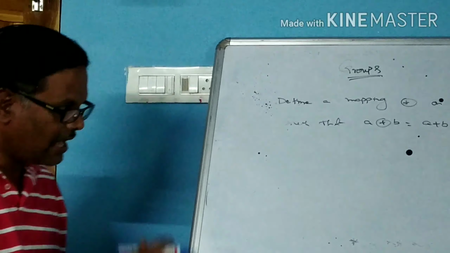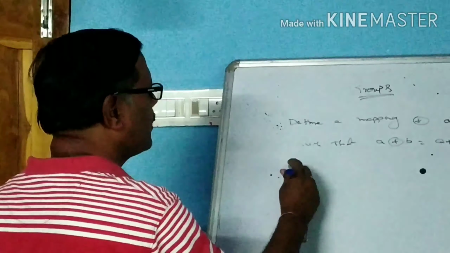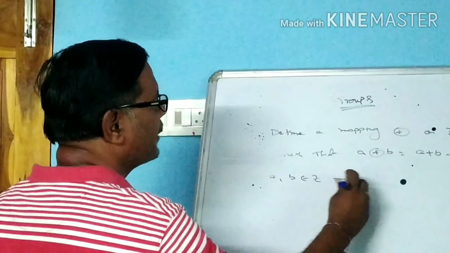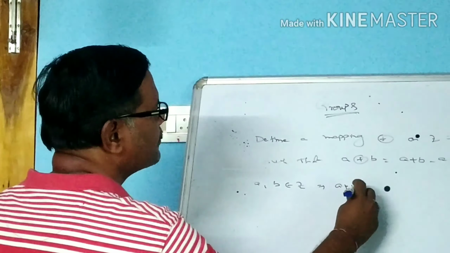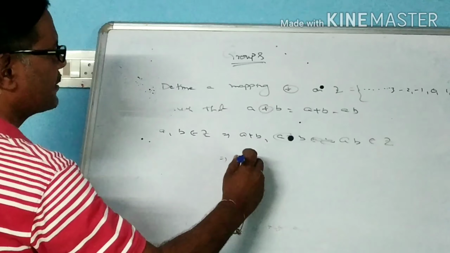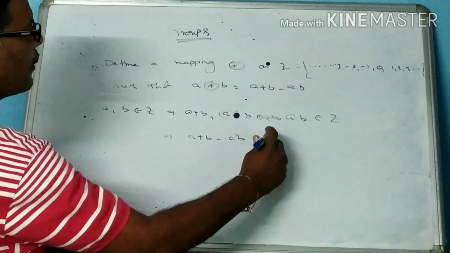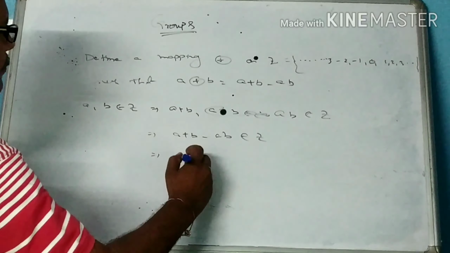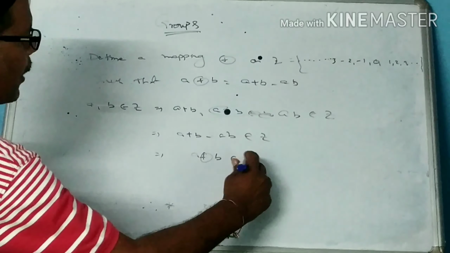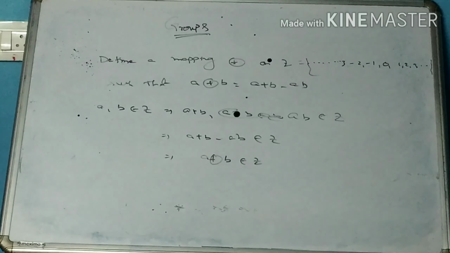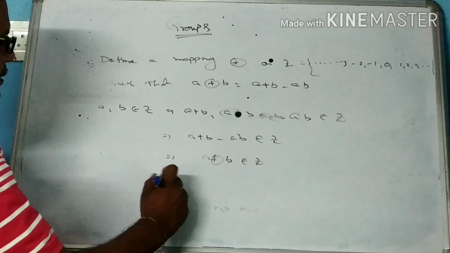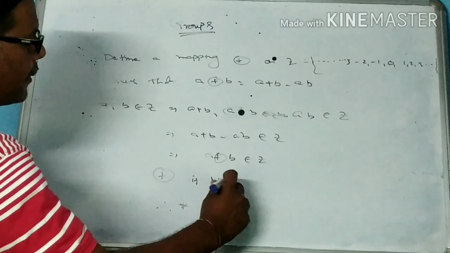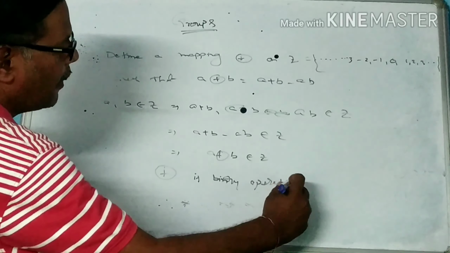We know that a, b belonging to Z implies a plus b and ab both belong to Z. The subtraction a plus b minus ab also belongs to Z. Therefore a circle under plus b belongs to Z. Therefore circle under plus is a binary operation on Z.